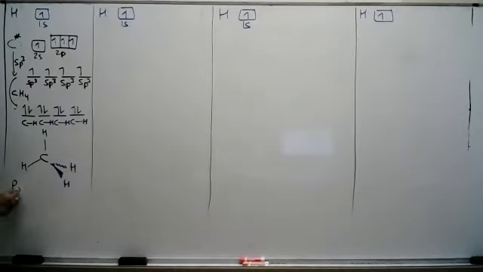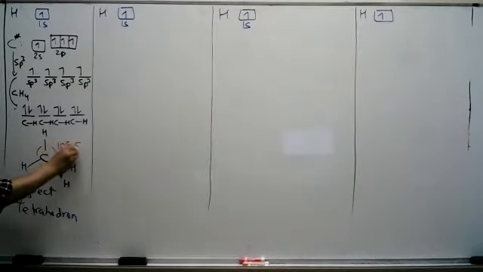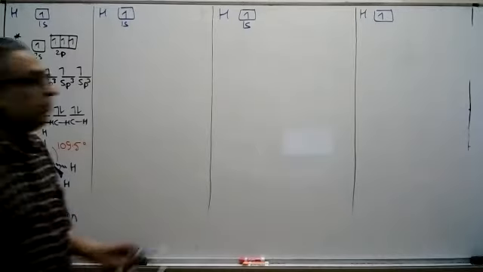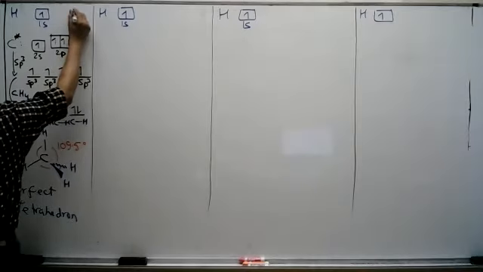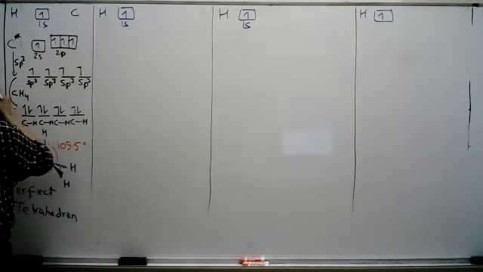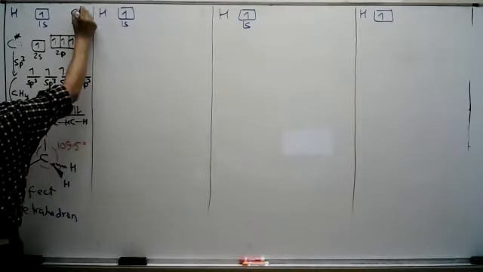Tetrahedral, a perfect tetrahedron. Each angle is 109.5 degrees. What we just did. Let's move to nitrogen. Let's make a molecule, so this guy is CH4. The molecule we're talking about is CH4, methane, the smallest hydrocarbon.